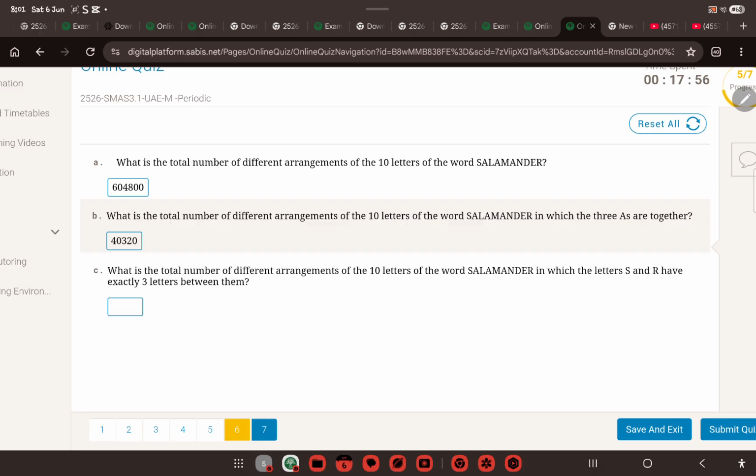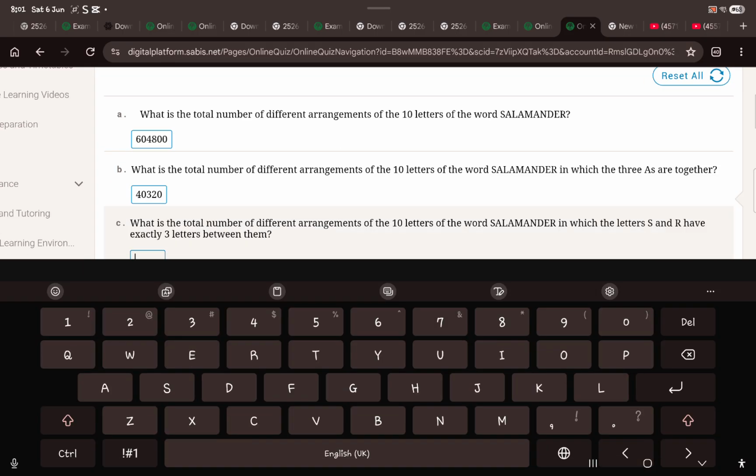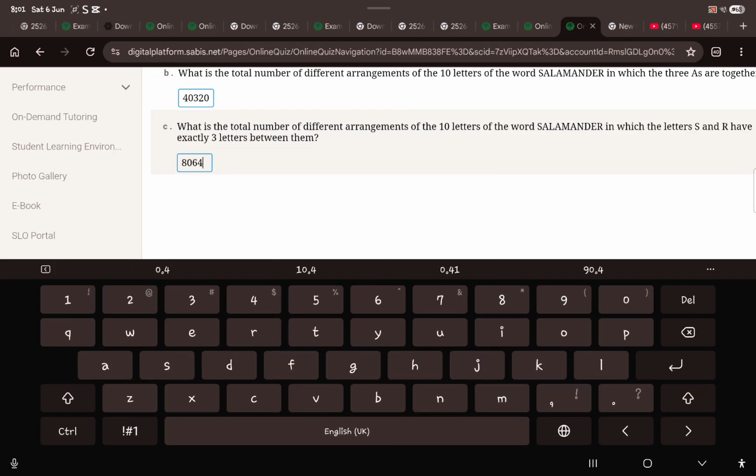Okay. So we have S and R having exactly 3 letters between them. So we do 2 times 10 minus 3 minus 1 times 10 minus 2 factorial, divided by 3 factorial for the 3 repeating A's. You should get 80640.